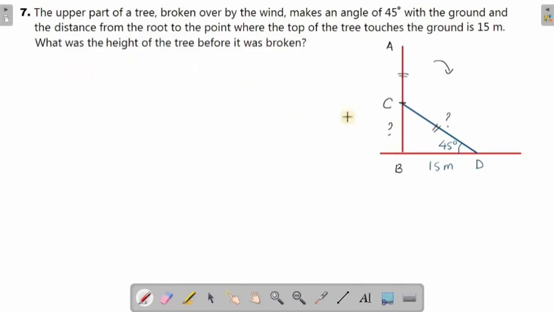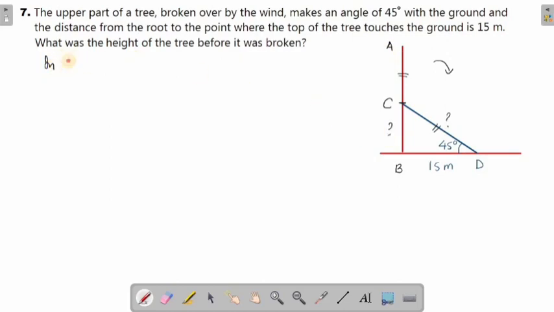Okay, so let AB be the height of the tree and let C be the point where the tree breaks. After the tree breaks, the top of the tree touches the ground at point D. All these things you will explain by yourself. Okay, so I'll just do the main sum.